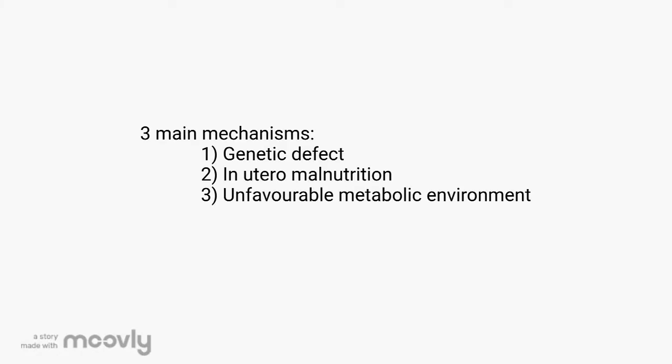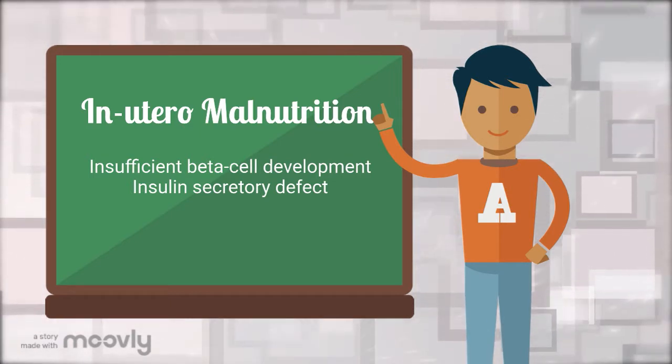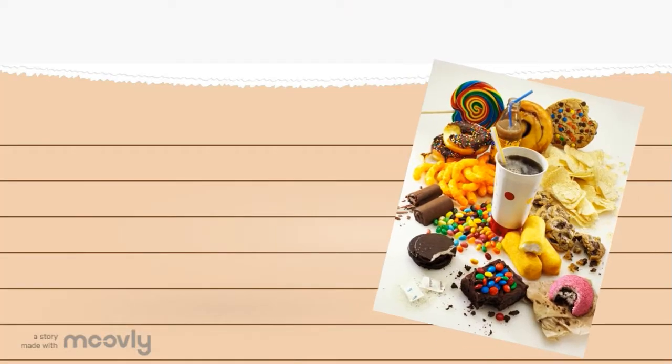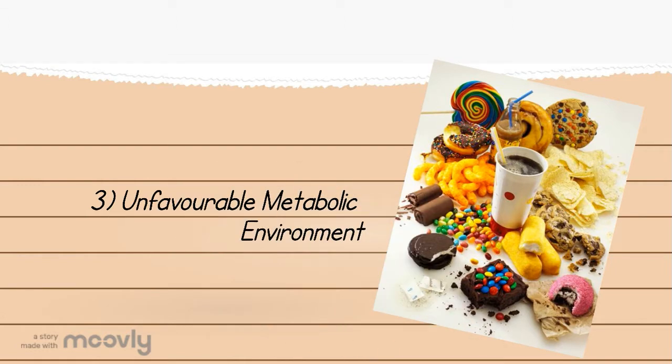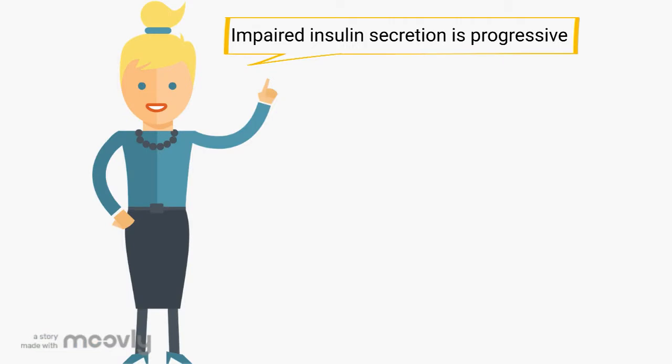Beta cell dysfunction is thought to be brought about by three mechanisms. The first is genetic defects. The second is in utero malnutrition. This type of malnutrition may lead to insufficient beta cell development and later partial insulin secretory defect. The final mechanism is the unfavourable metabolic environment. The nature of processed foods in society today has caused increased glucose levels that may induce glucotoxicity and lipotoxicity. However, it must be noted that this is a progressive set of changes which ultimately results in decreased pancreatic cell mass, cascading to function and long-term control of blood glucose.